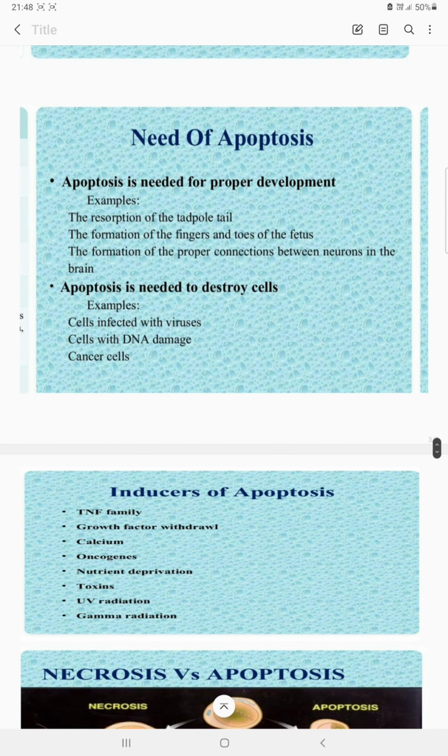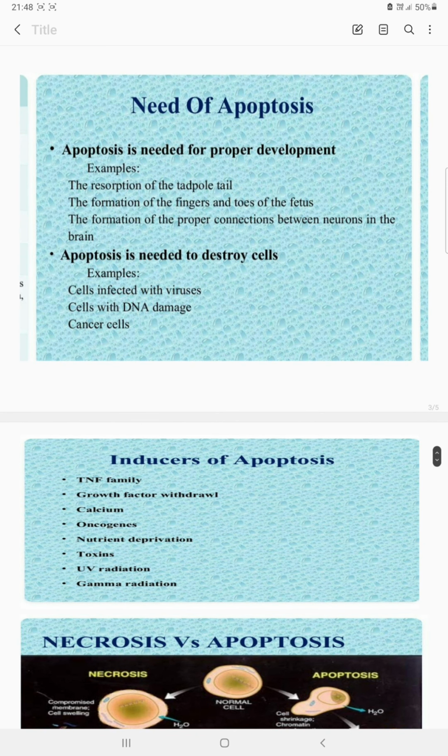The need for apoptosis: apoptosis is needed for proper development. Examples: the reabsorption of the tadpole tail and the formation of the fingers and toes of the fetus. As you know, and if you don't, I will tell you, during development there is a web present between our toes and our fingers. I'm talking about when we are inside our mother's womb, not after birth. At that time we have webbing between our toes and fingers.